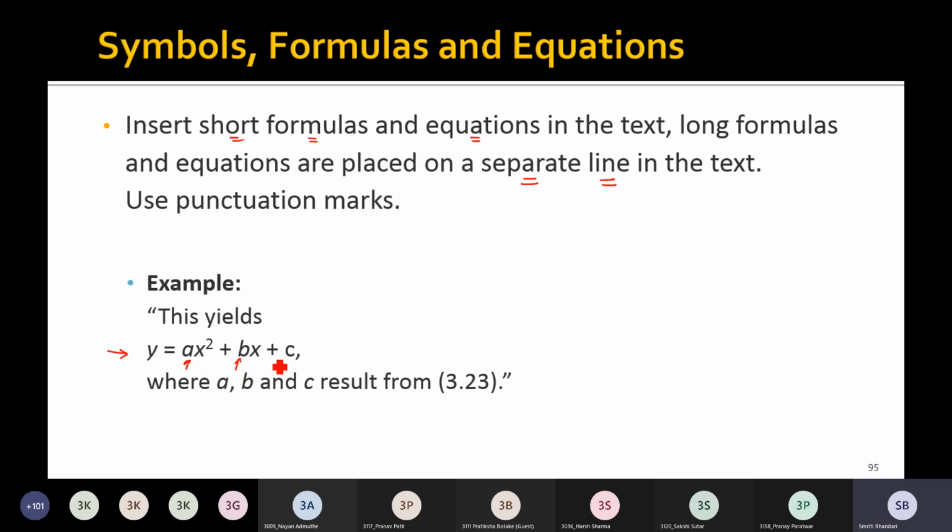Okay, see here whichever notations we are using, a, b, x, y, these are in italics. Okay, what are those a, b and c that has been mentioned, where a, b, c result from some other equation. So this is the equation number that we are referring to. So from where we got this a, b, c, we are mentioning here, where a, b and c result from 3.23. So this is some equation number from where we have obtained this a, b and c. Also, whenever we are writing the equation on a separate line, you should provide the equation number to that equation. So every equation that is written as a separate line in the text should have the equation number. Compulsory. And that equation should be referred to in the text.